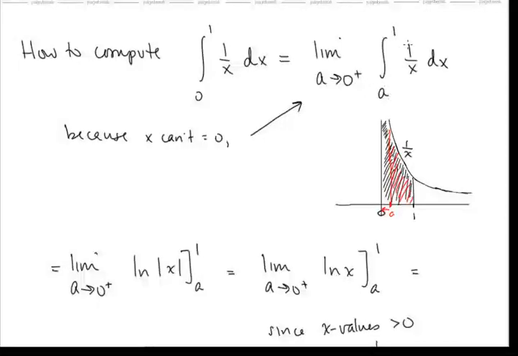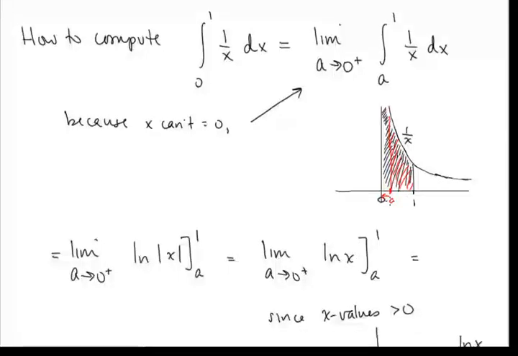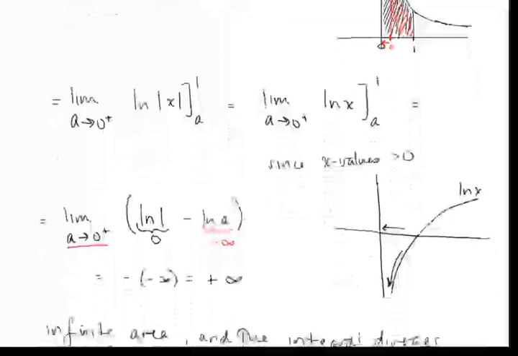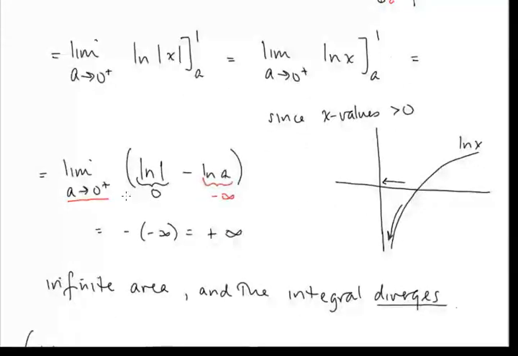So now we're here. Now we want to solve this integral as usual. We take the antiderivative, plug in the bounds, then take the limit. So taking the antiderivative, we have ln of absolute x going from 1 to a. Then once we plug that in, we'll take the limit as a goes to 0 from the right. Because these values, a to 1, are all positive, I dropped my absolute value sign here. Now we're going to plug in 1 and a and subtract. So we have limit as a goes to 0 from the right, ln 1 minus ln a.